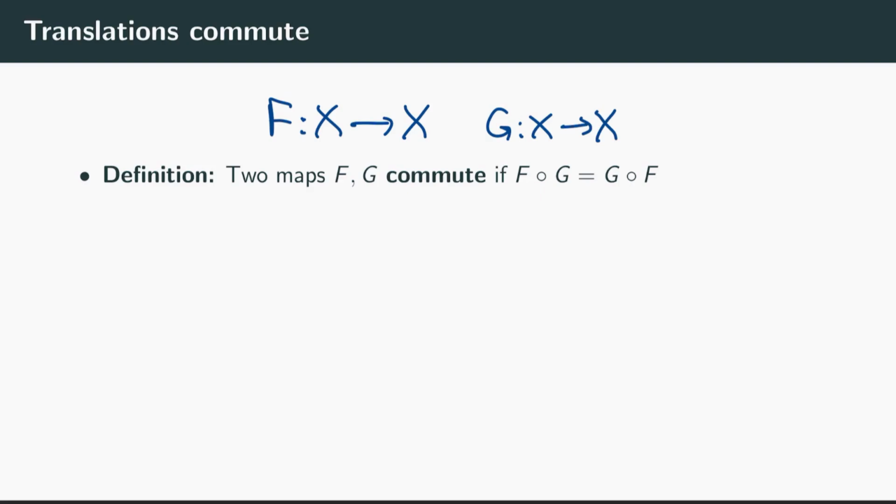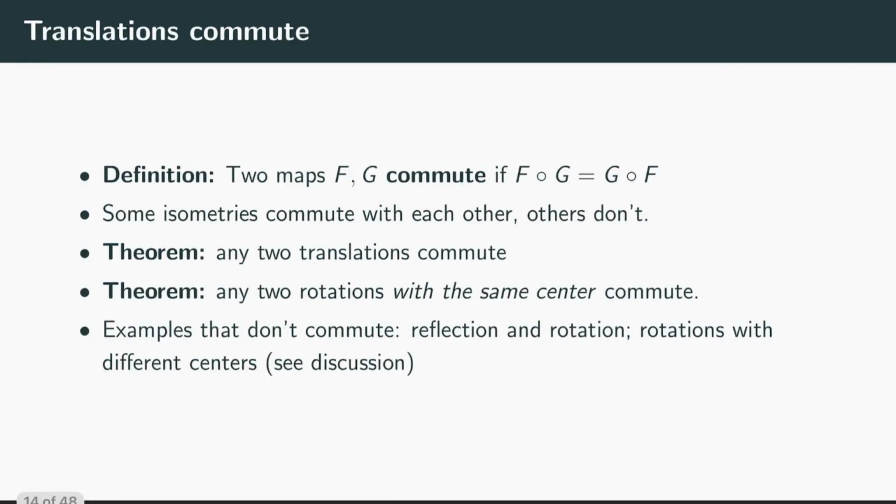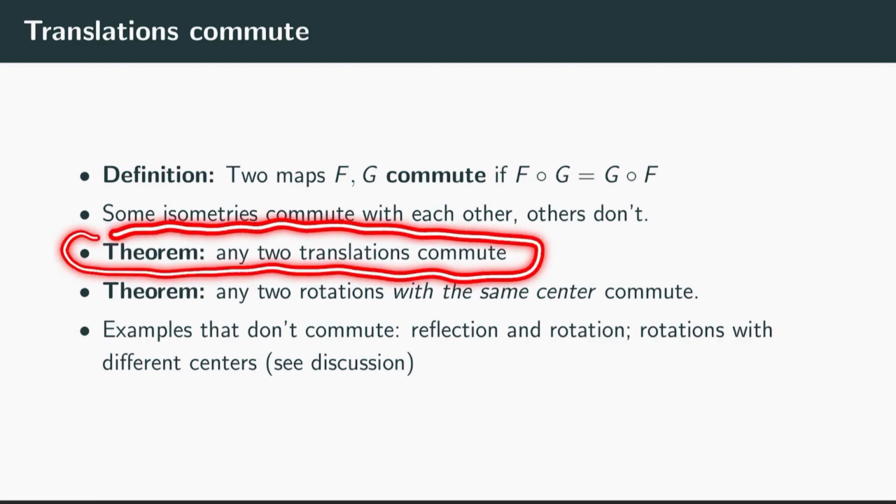In this context, we say that two maps f and g commute if f composed with g is the same as g composed with f. And so it doesn't matter what order we do the operations in. Now, in the specific context of geometry, some isometries commute with each other and others do not. So the first observation that we have is that any two translations commute.